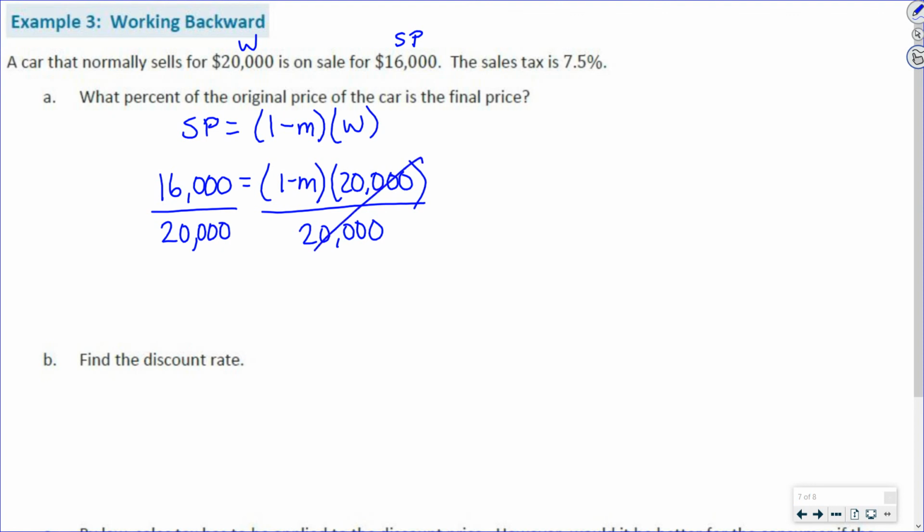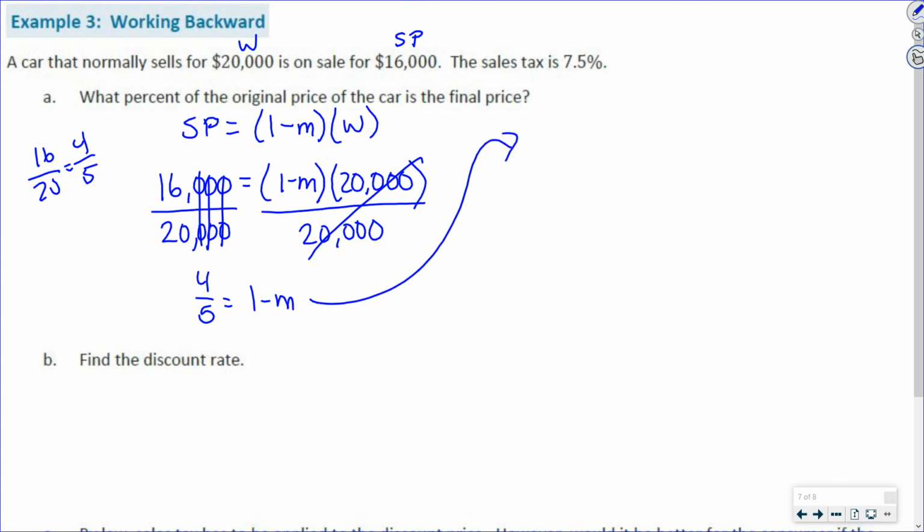Okay, 20,000 divided by 20,000 reduces out. We take all these zeros out. We get 16/20ths, which can be reduced by 4, so that would be 4/5. So we get 4/5 equals 1 minus M. All right, so we're going to change this around a little bit. So this is 1 minus M, so this is a negative M plus 1 equals 4/5.